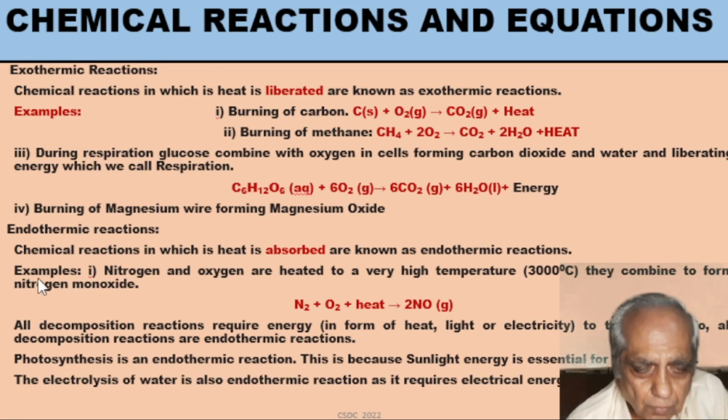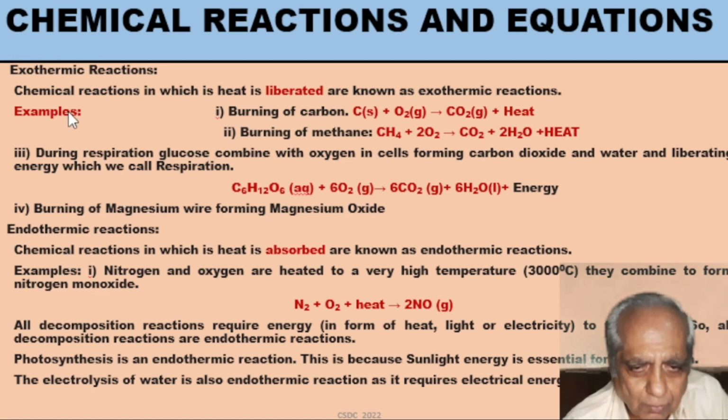Now we'll go to exothermic and endothermic. Exothermic means where heat energy is given out, liberated. Endothermic means where heat energy is absorbed, or it requires heat energy for the reaction to take place. I told you that all decomposition reactions are endothermic. Photosynthesis in plants also requires sunlight energy, so that is also an endothermic reaction. Electrolysis of water, all this which we have studied in the decomposition, they are endothermic reactions.